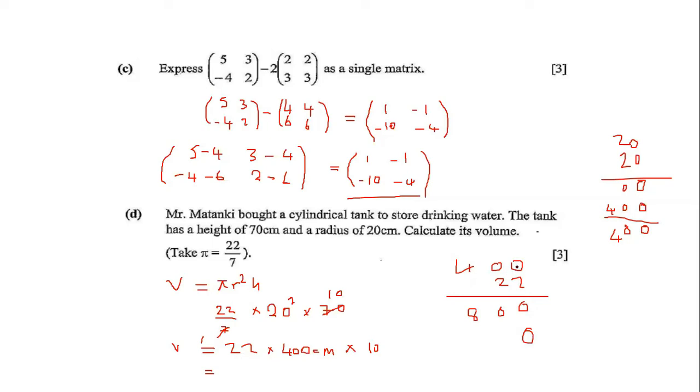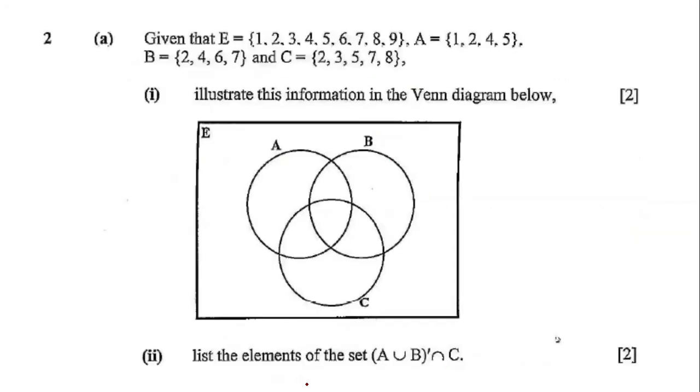So 2 times 0 is 0. Then 2 times 0 is 0. Then 2 times 4 is 8 there. So this one will be 0, this one will be 0, this one will be 8, and this one will be 8. So the volume here is 8,800 centimeter cubic. Remember, volume is in cubic. All right, let's go to question 2.